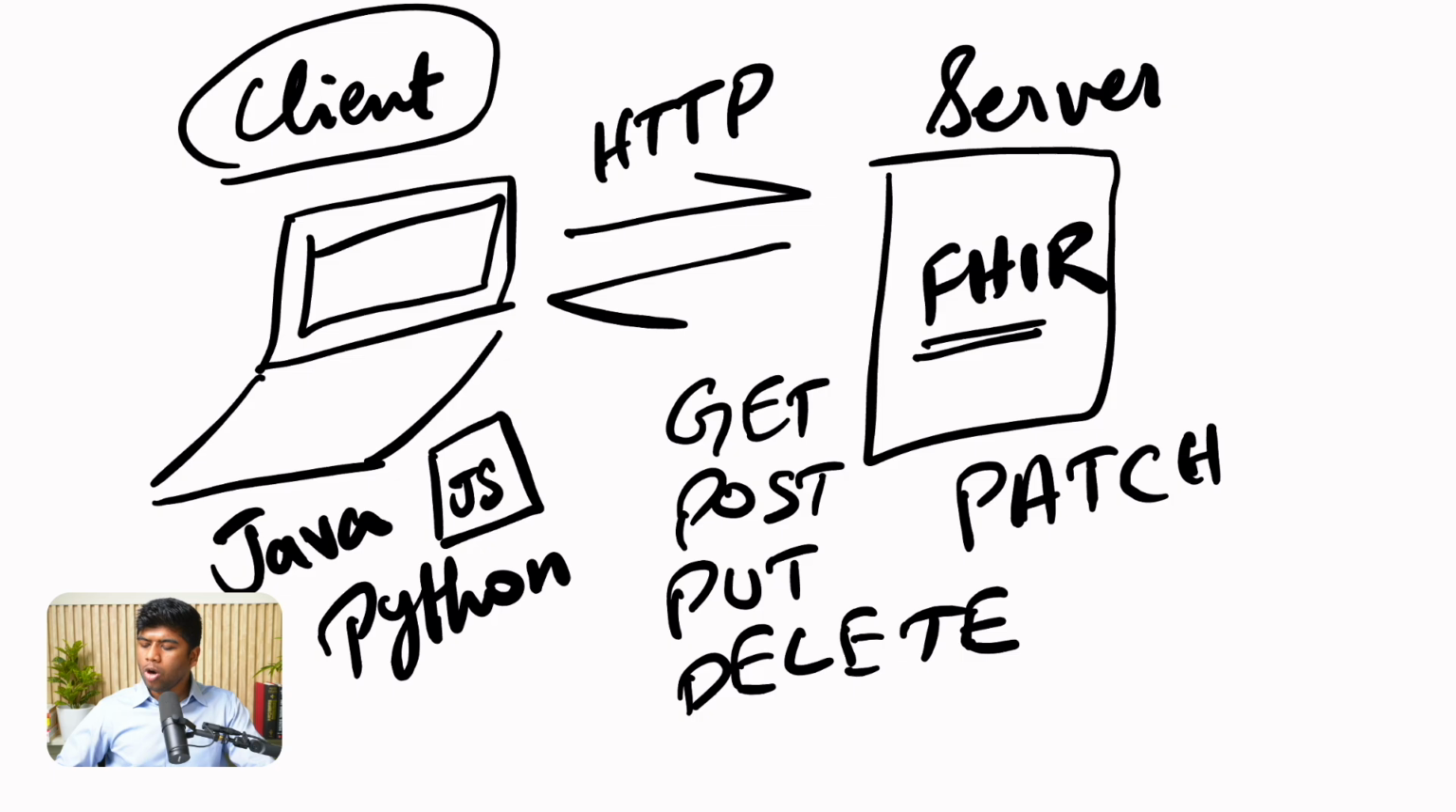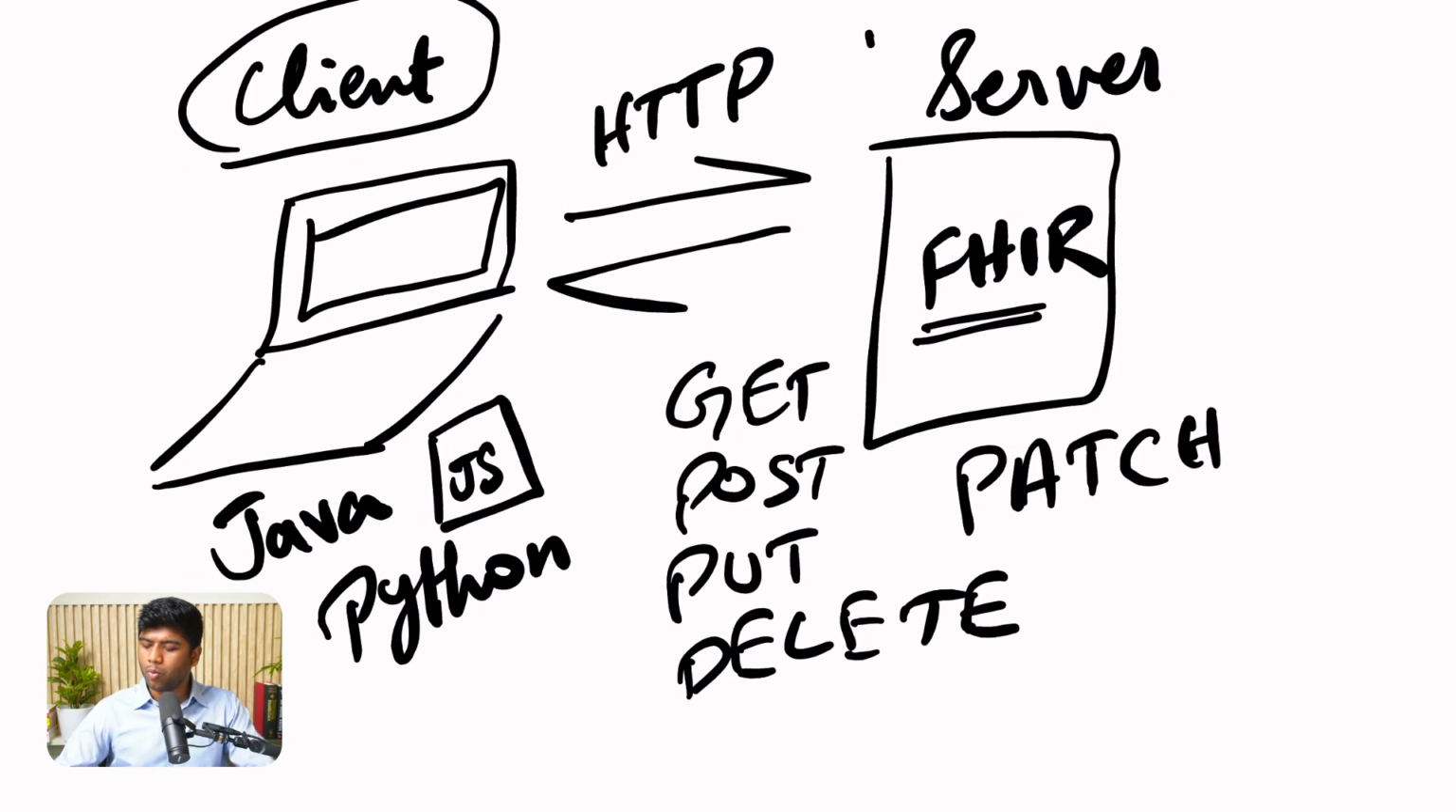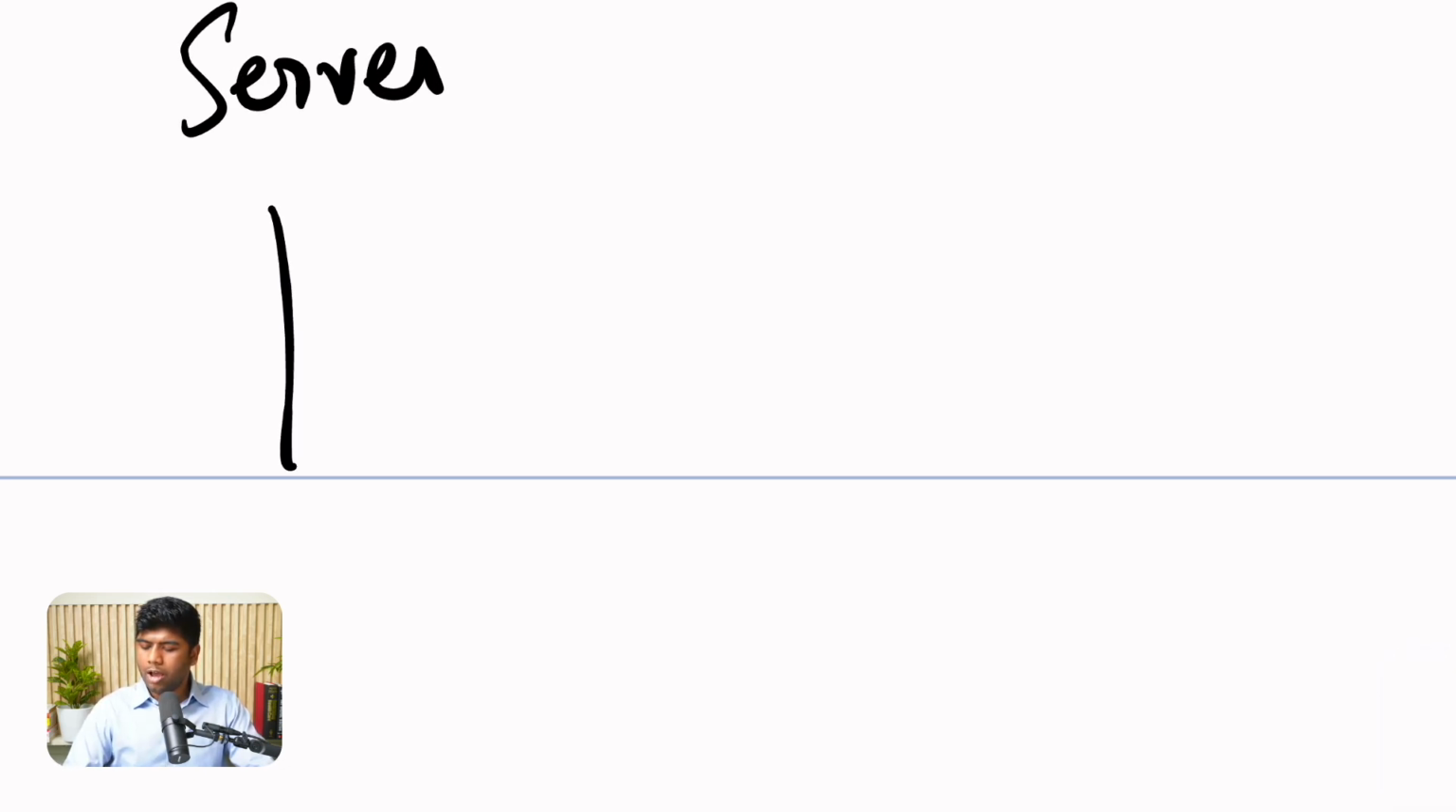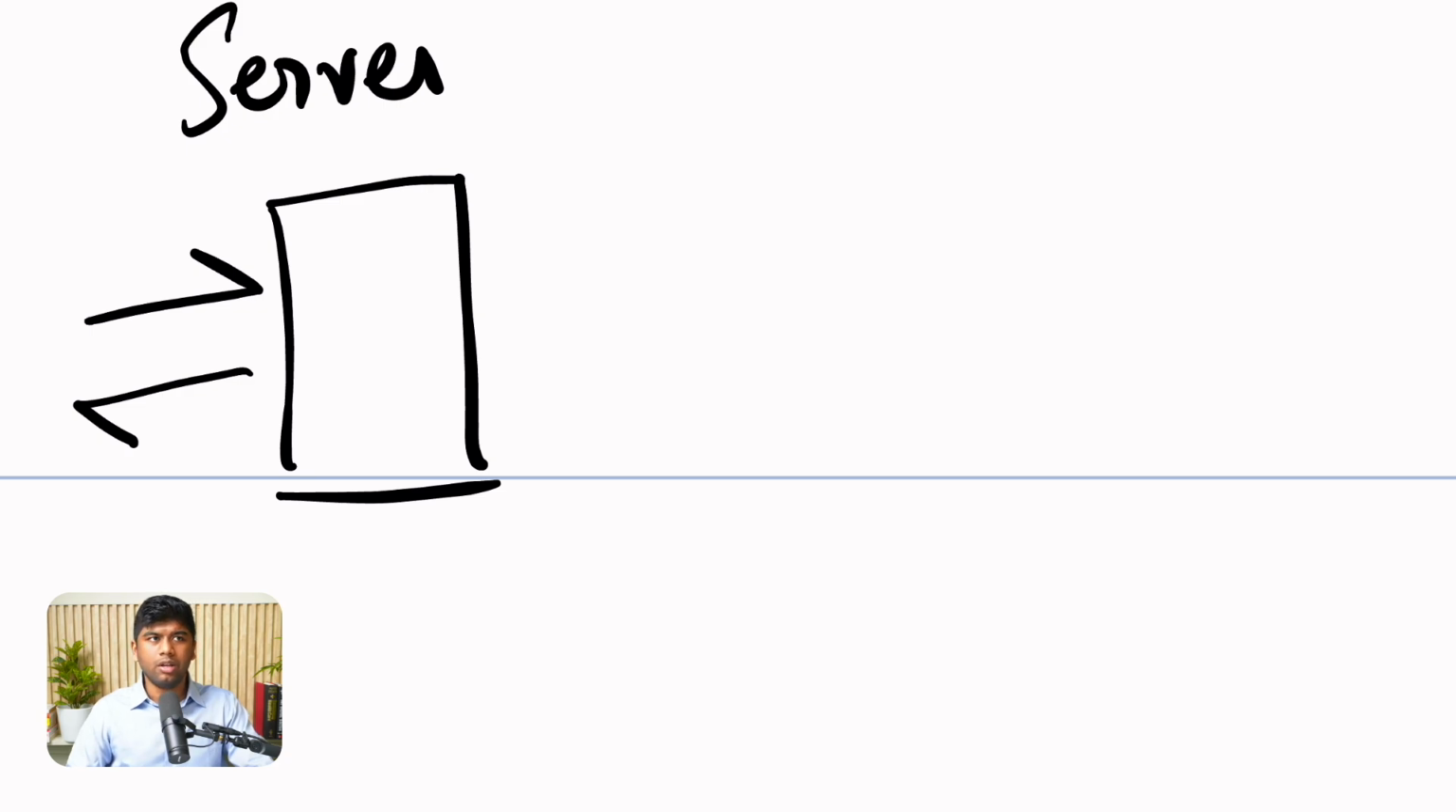Now, what if you are the server? How do you implement FHIR if you are the backend? So let's talk about that. If you are a server, you have a few techniques. You're getting the HTTP request. You need to respond with something. The client is again making this request. Now there are mainly three options, and I'm going to talk about all three.